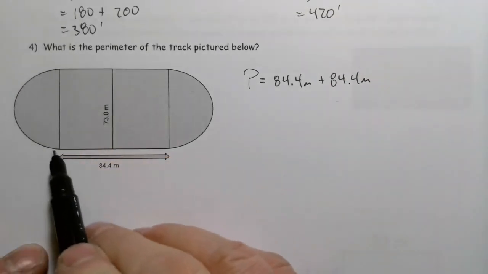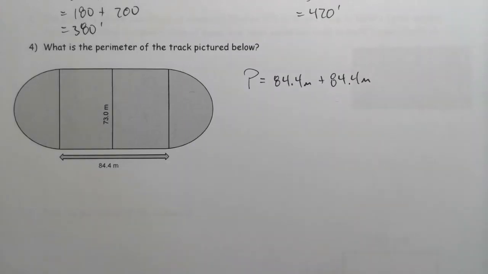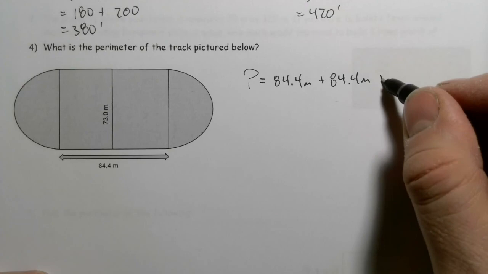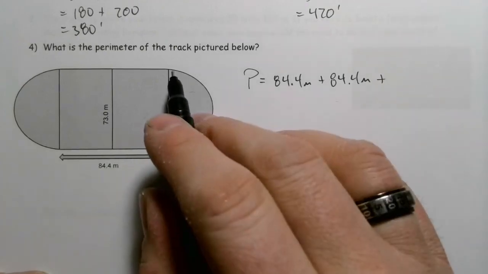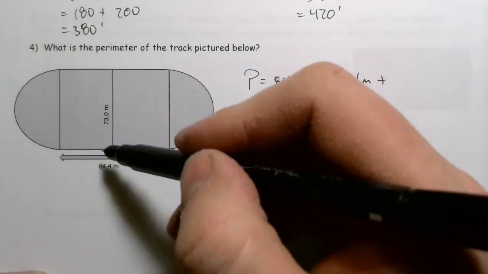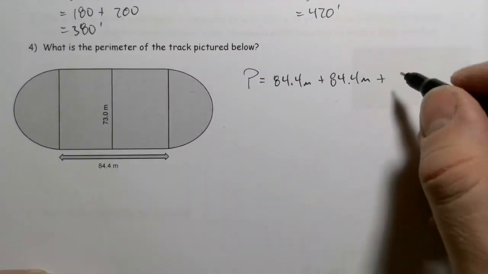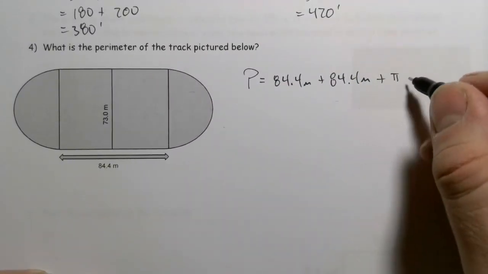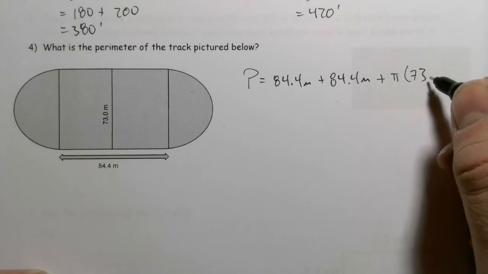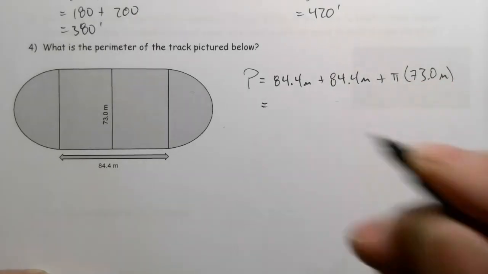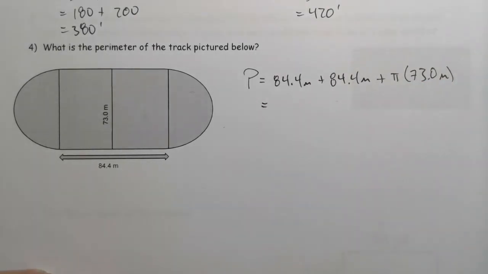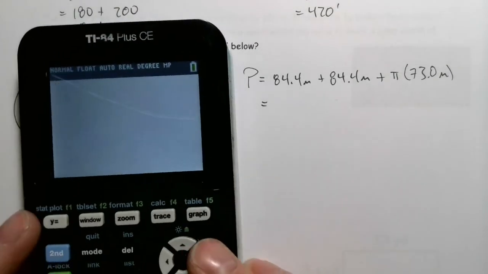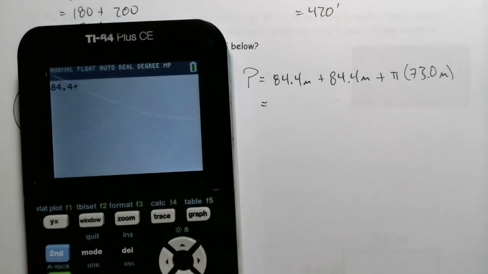Then I've got a half circle here and a half circle here. Well, altogether, that's one full circle. I'm looking at the perimeter of a full circle, which I know I can shortcut by doing pi times the diameter, and I have the diameter here, 73 meters. So I would add to that pi multiplied by 73.0 meters. And now, actually, this is one of those things where you can just do this right on your calculator if you wanted to. 84.4 plus 84.4 plus pi times 73.